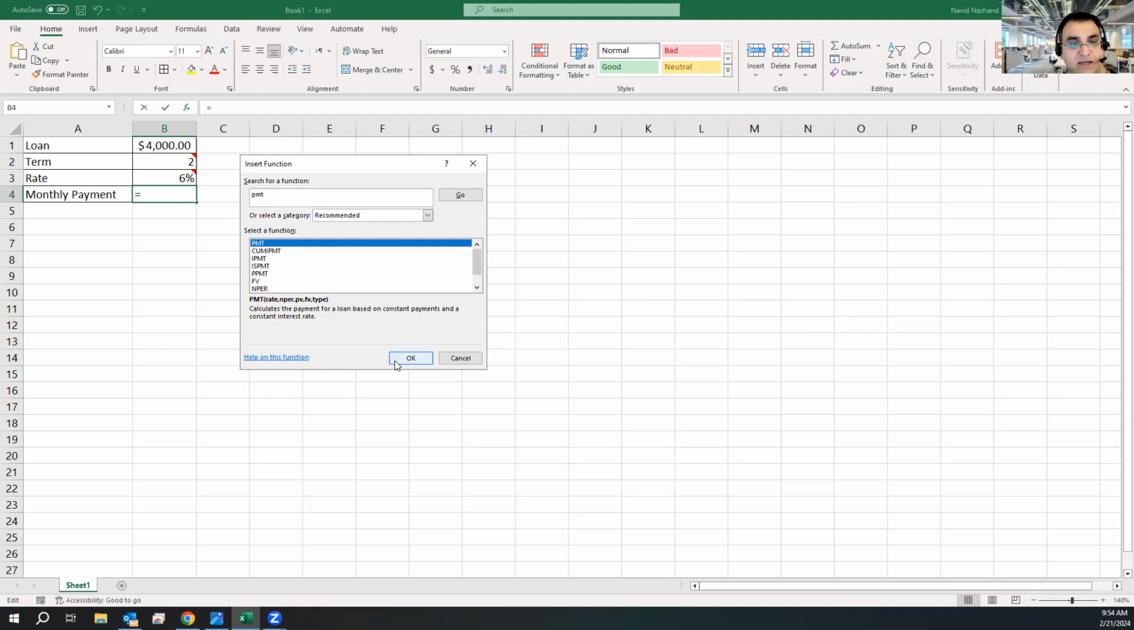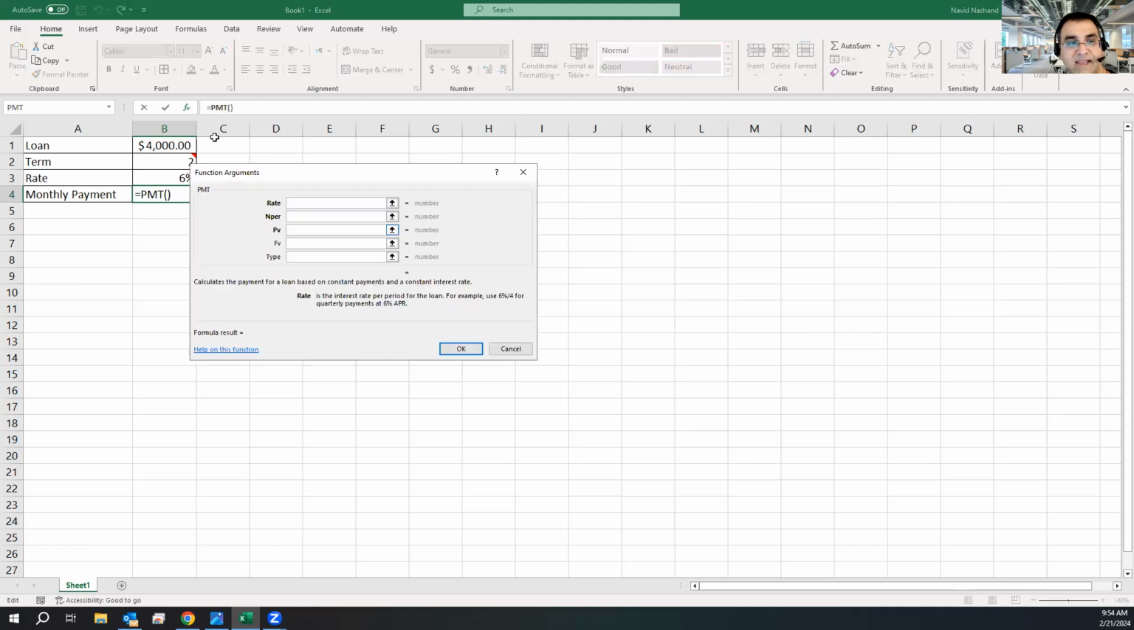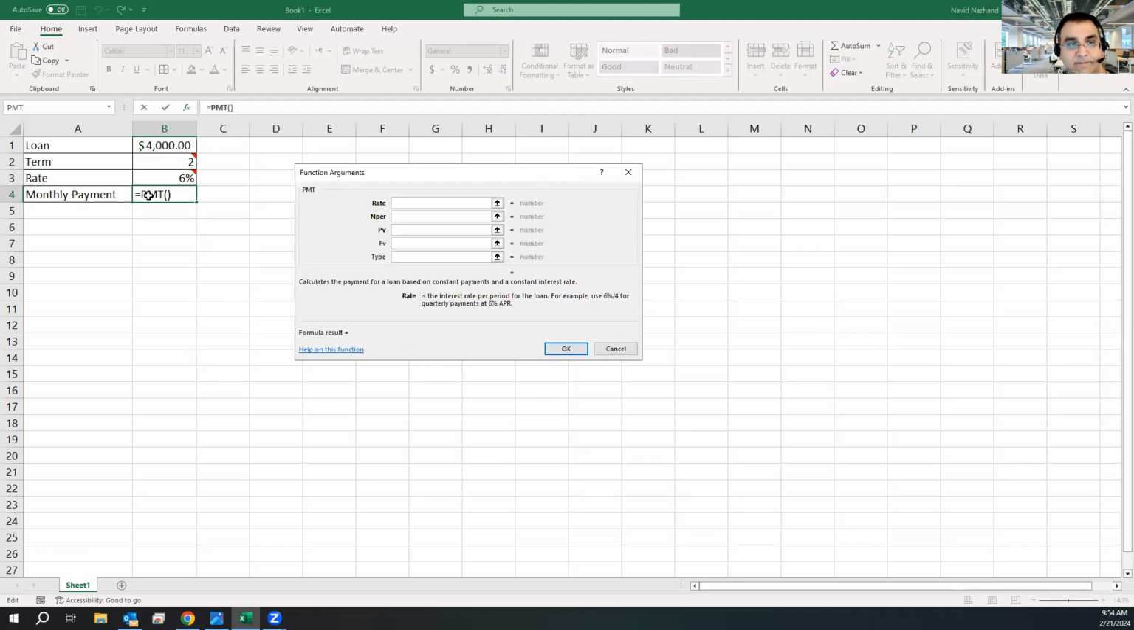Now, I click on OK, and you can see the formula is typed here, it's PMT. So what is the rate? If I click on this, the rate is 6%, but I know that it's an annual rate, right? So how much is it for every single month? I have 12 months. If I divide this by 12 months, this gives me the monthly rate. And you can see that the calculation is showing as 0.005.